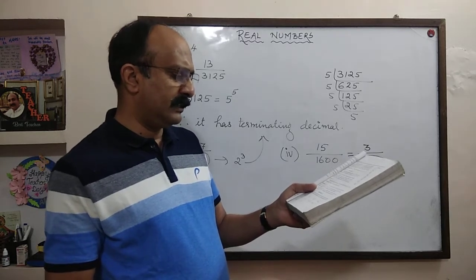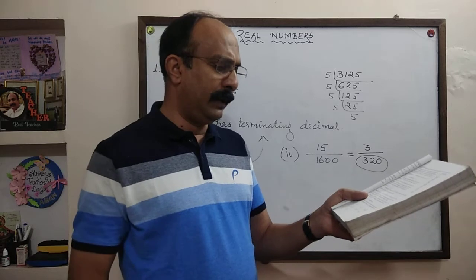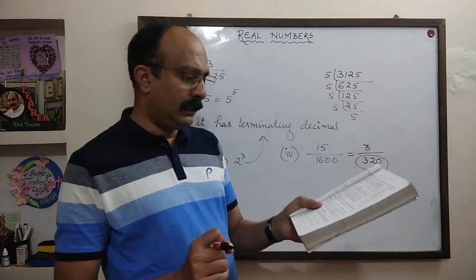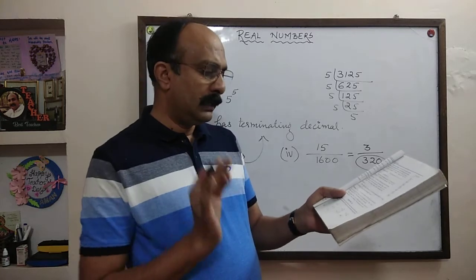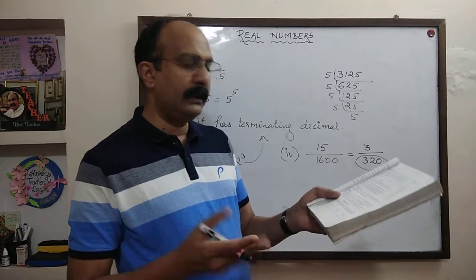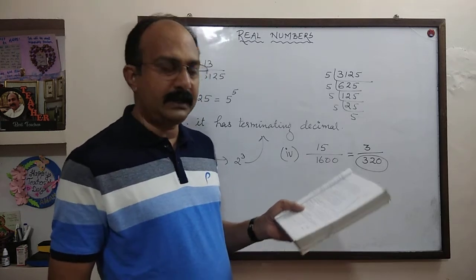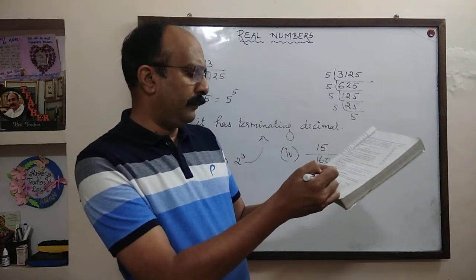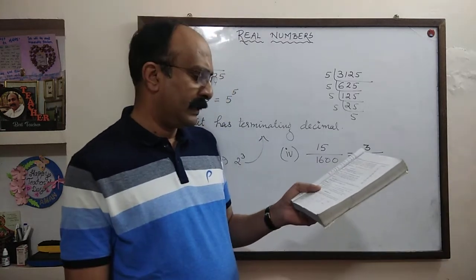Question number 6 is very clear, direct. 23 upon 2 power 3 into 5 power 2. 23 and the denominator are coprime. 23 has no factor of 2 and 5. So simply you see, already the denominator is given in prime factorization form, 2 power 3 into 5 power 2. Therefore, the answer is yes, it has terminating.